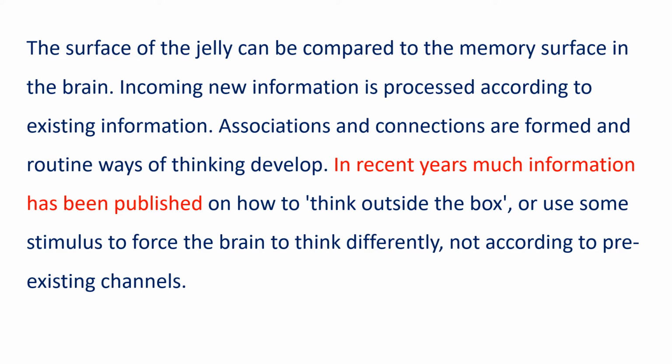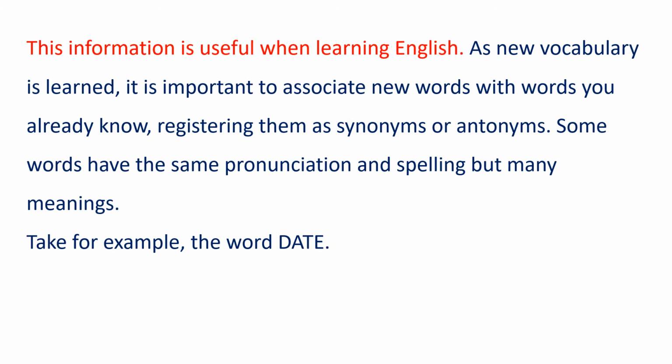In recent years, much information has been published on how to think outside the box, or use some stimulus to force the brain to think differently, not according to pre-existing channels. This information is useful when learning English. As new vocabulary is learned, it is important to associate new words with words you already know, registering them as synonyms or antonyms. Some words have the same pronunciation and spelling, but many meanings.